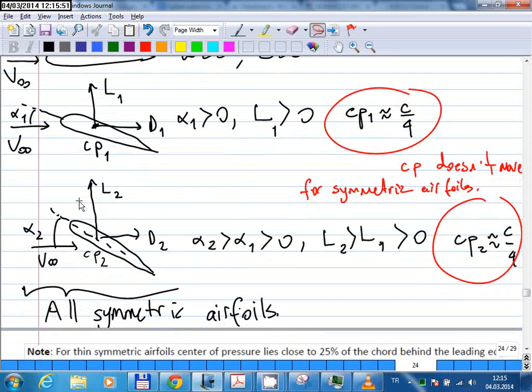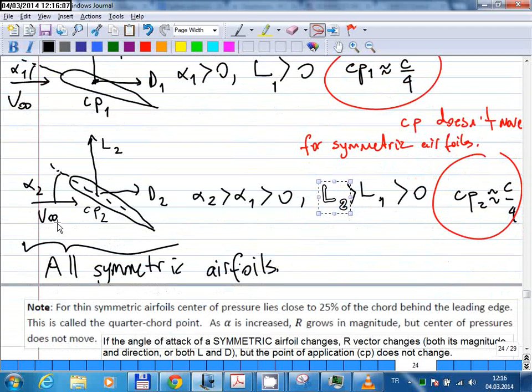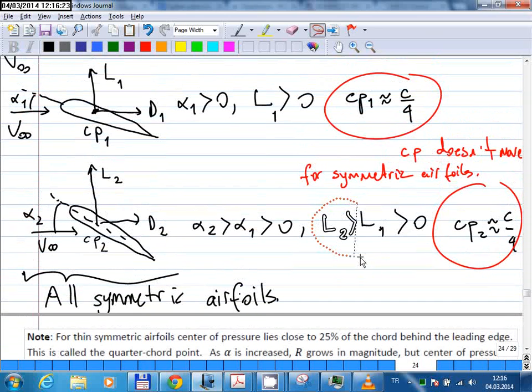If you increase the angle of attack further, if alpha 2 is greater than alpha 1, which was already greater than 0, then the lift force will be increased, which is reasonable, I think, because you have a greater angle, and that will be causing a greater deflection in the flow, and that will give you a larger force. But the important thing here is, even though the lift force changes, the location of the center of pressure doesn't change. It stays at the quarter-chord point.